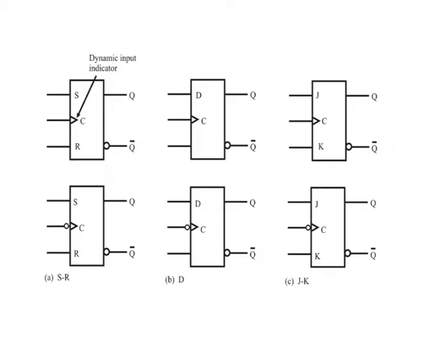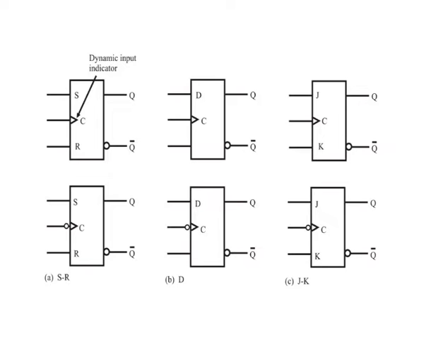An edge-triggered flip-flop changes state either at the positive edge, that is the rising edge, or at the negative edge, that is the falling edge, of the clock pulse, and is sensitive to its inputs only at the transition of the clock. Three types of edge-triggered flip-flops are covered in this section: SR, D, and JK.